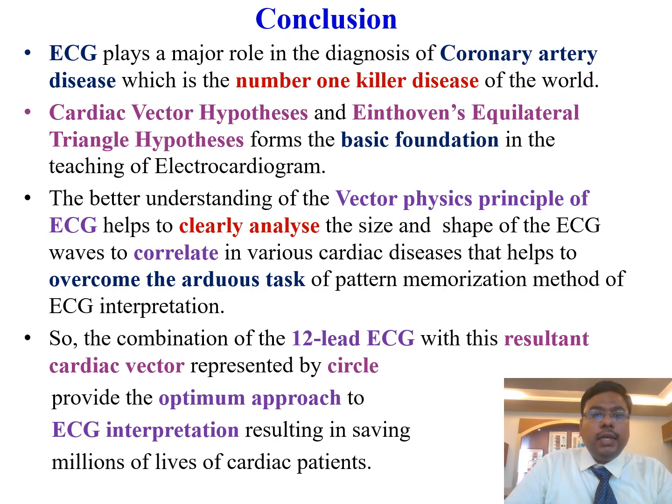So, conclusion: ECG plays a major role in the diagnosis of coronary artery disease, which is the number one killer disease of the world. The cardiac hypothesis and Einthoven's equilateral triangle hypothesis form the basic foundation in the teaching of electrocardiogram. A better understanding of the vector physics principle of ECG helps to clearly analyze the size and shape of the ECG waves and correlate them in various cardiac diseases. That helps to overcome the arduous task of the pattern memorization method of ECG interpretation. So the combination of the 12 lead ECG with this resultant cardiac vector represented by a circle provides the optimum approach to ECG interpretation, resulting in saving millions of lives of cardiac patients.